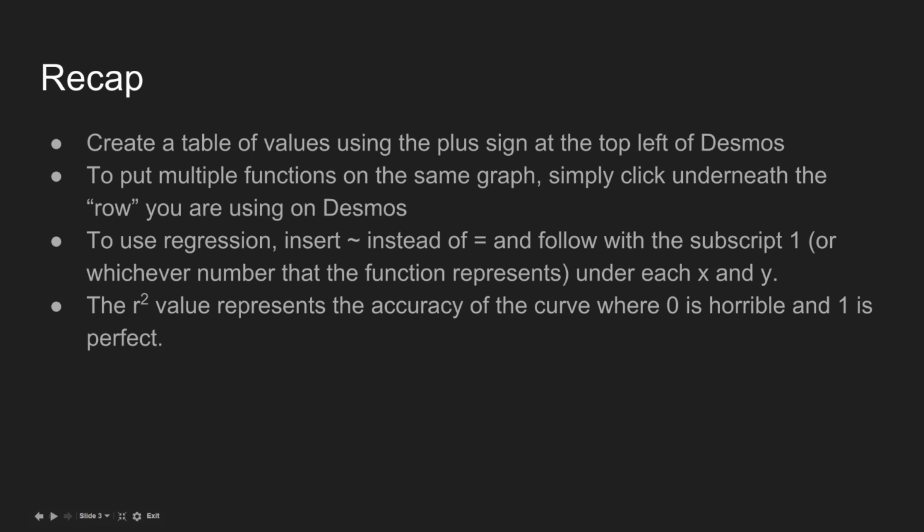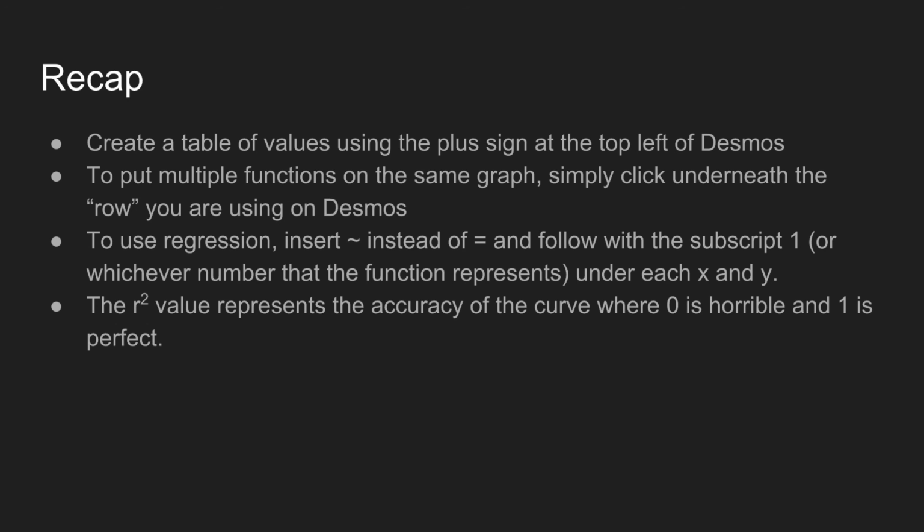So here's a quick recap of what I've taught you. First off, to perform a regression, you want to create a table of values using the plus sign at the top left of Desmos. Next, if you want to put multiple functions on the same graph, you want to simply click underneath the row or the column that you're using on the left side of your screen where you can write down the equations. Now to use regression, the first thing you want to do is put in the base function with any transformation variables for that equation.